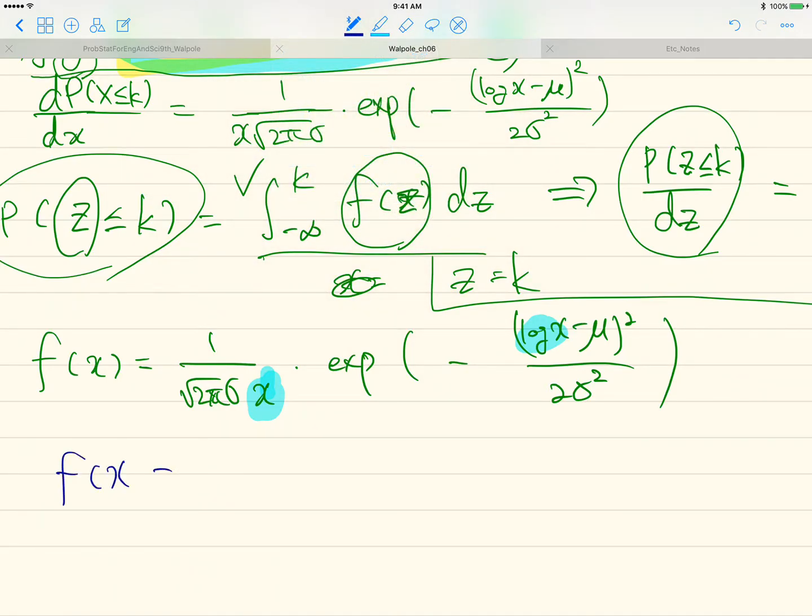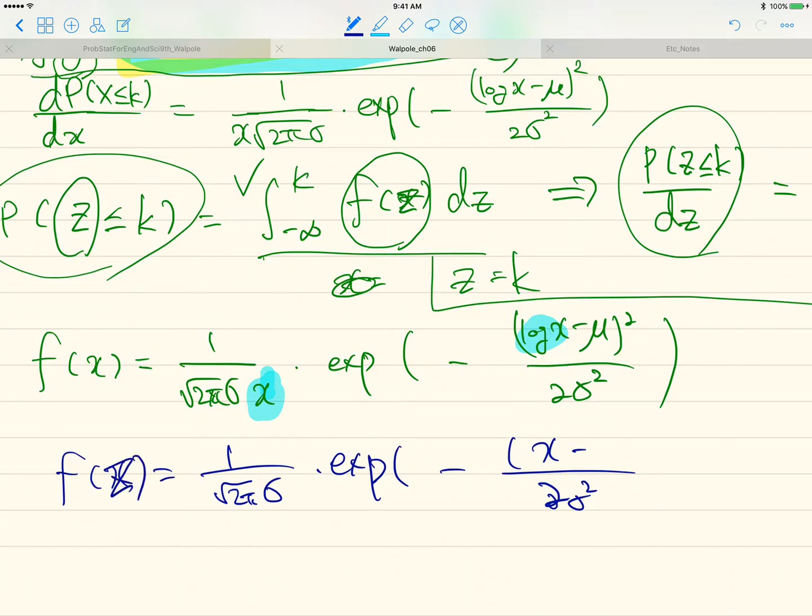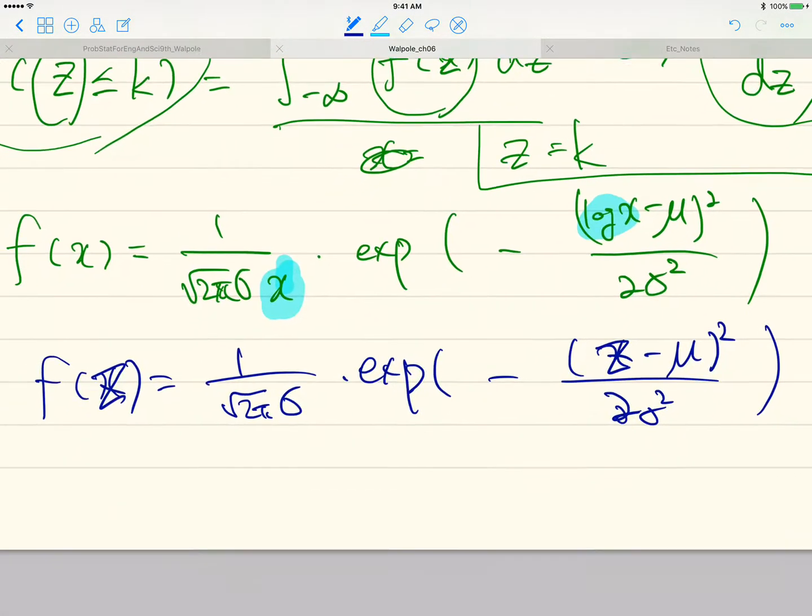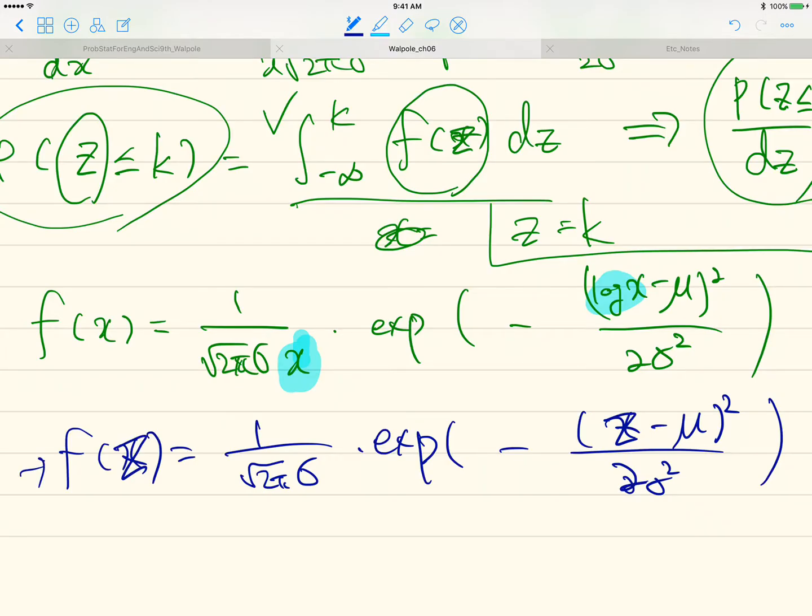the original normal distribution density function. So it was 1 over square root of 2 pi times sigma, and then exp of minus 1 over 2 sigma squared, and then, let's change x to z, z minus mu squared, right? So this guy was the original definition of the normal distribution density function. So since the log of x is following the normal distribution, we just plug this part with this log x, right?